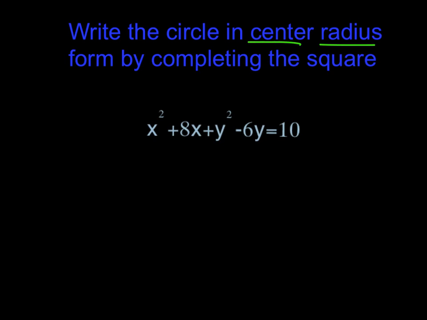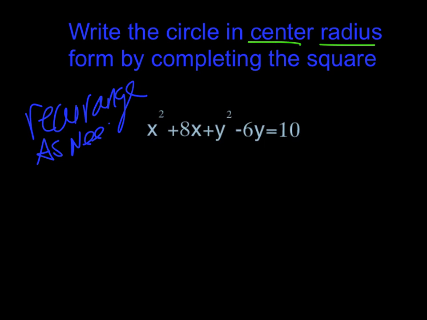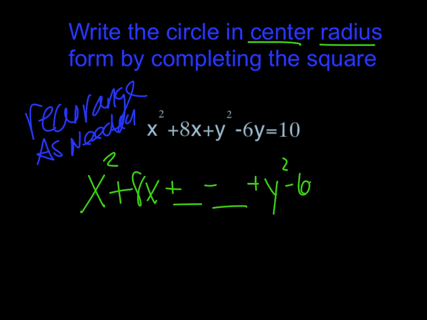What I am going to make a note of, though, is that I always want to put the x's together and the y's together. So you can rearrange as needed. Okay, so make a little note. You can rearrange the order as needed, but you want the x's together and the y's together. So here we go. We're going to say x squared plus 8x plus a number minus a number plus y squared minus 6y plus a number minus a number equals 10. Okay, and that's how we complete the square. And we talked about that last week.